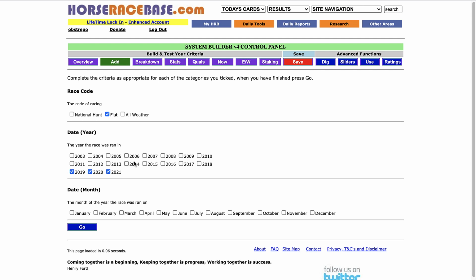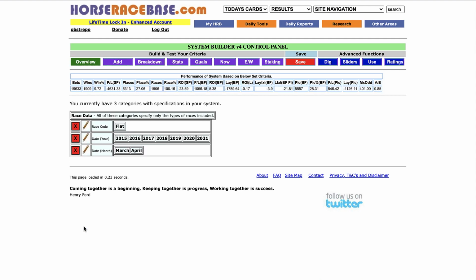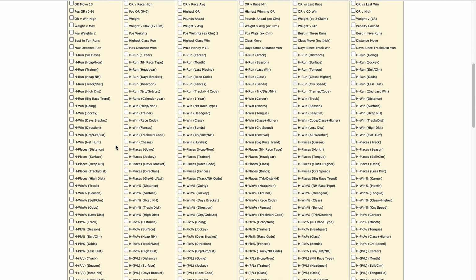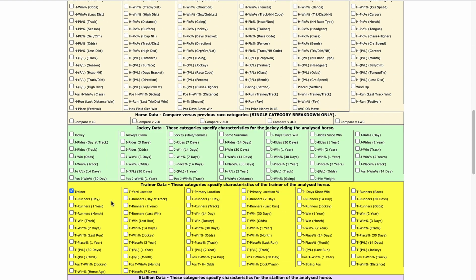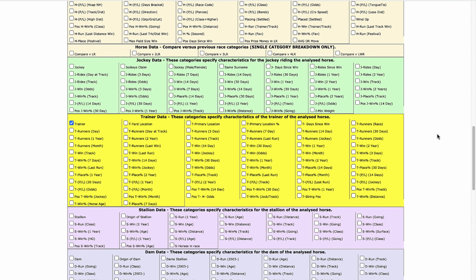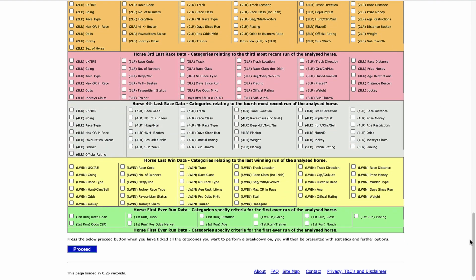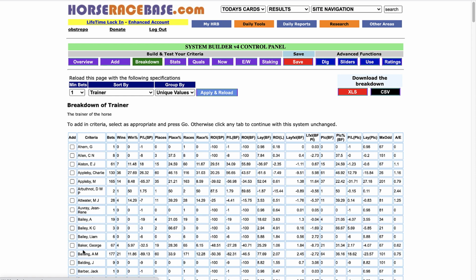And then I want to specify 5 years worth of data. So I'll use 2019, 18, 17, 16 and 15. And it's only March and April that I'm looking at. So then I'll click on Go on that. So you can see it shows me the categories that I'm looking at. And what I want to do now is select Breakdown. And I want to select Trainers because I want to look at the trainers that have done well in their early season. So scroll down that and hit Proceed.